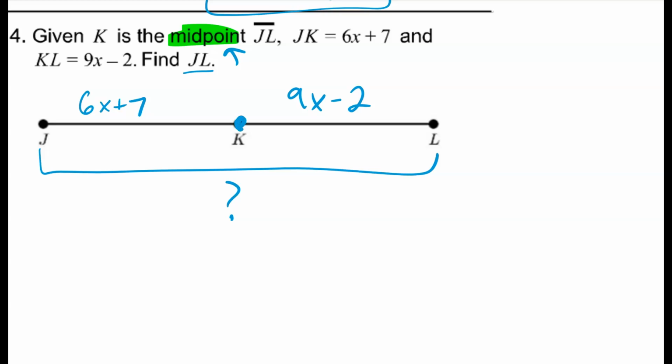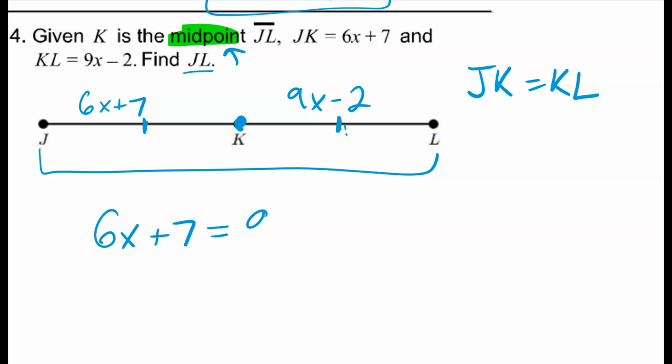So remember, the definition of a midpoint is that it bisects a line segment and cuts it into two congruent parts. So JK should be the same measure as KL, because a midpoint splits it right in the middle, so the two halves are congruent. So equation-wise, I'm going to set one half equal to the other half.